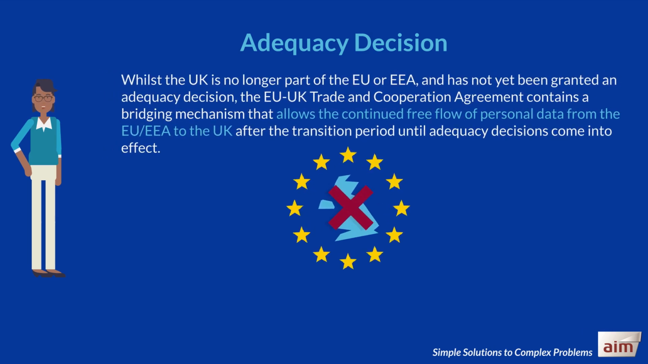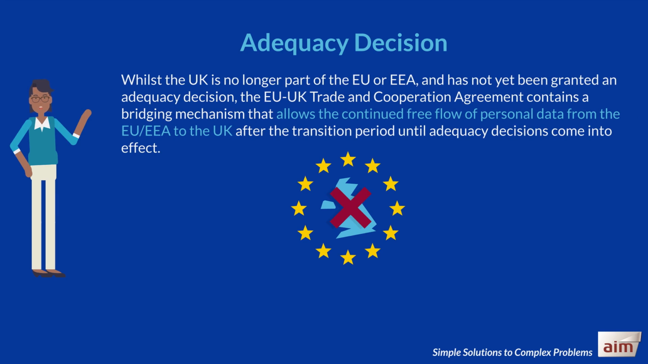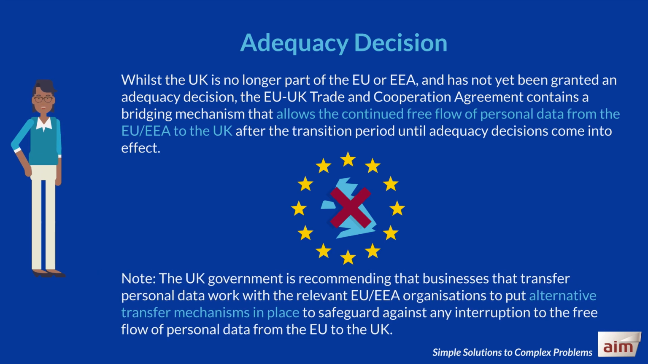Whilst the UK is no longer part of the EU or EEA, and has not yet been granted an adequacy decision, the EU-UK Trade and Cooperation Agreement contains a bridging mechanism that allows the continued free flow of personal data from the EU-EEA to the UK, after the transition period until adequacy decisions come into effect. Note, the UK government is recommending that businesses that transfer personal data work with the relevant EU-EEA organisations, to put alternative transfer mechanisms in place, to safeguard against any interruption to the free flow of personal data from the EU to the UK.